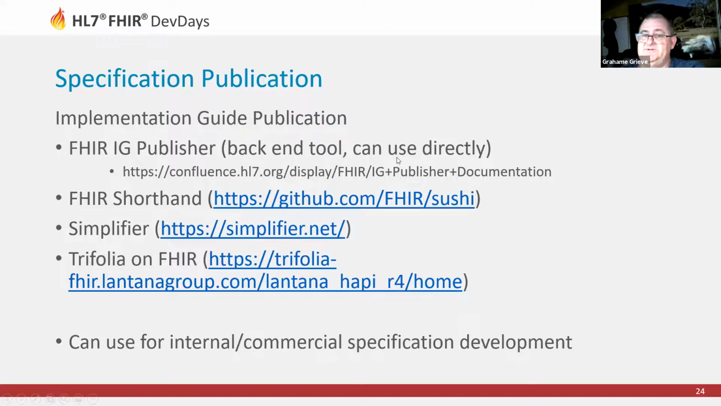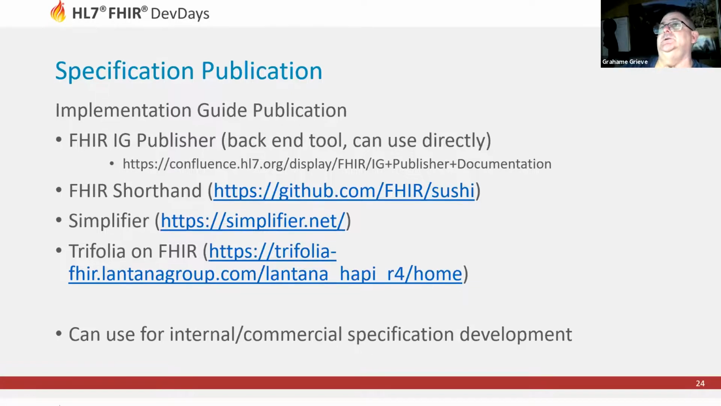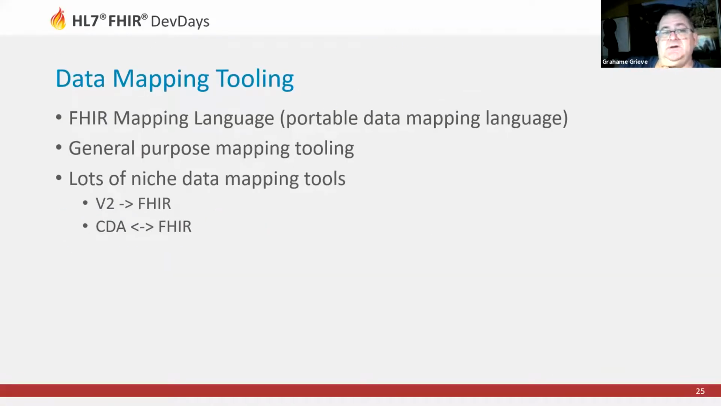If you want to publish specifications, there's plenty of material, plenty of attention going to those, but I just want to point out that you can use those for commercial specification development, and people do. Data mapping tooling. Yeah, we have plenty of data mapping tooling. There's a FHIR mapping language, presentations about that during this meeting. You can use general purpose mapping tools, and there's plenty of niche stuff going on. Everybody needs data mapping tooling. I'm not going to talk about that anymore.